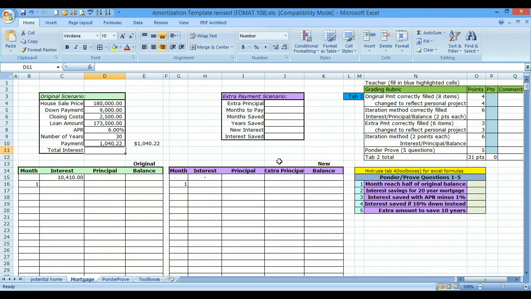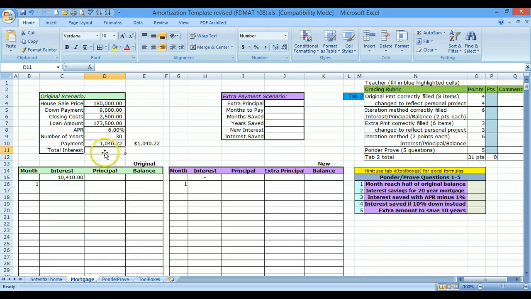All right, total interest. The total interest is the money that you pay beyond the loan amount. The loan amount is $173,500, and we're making payments of $1,040 every month for 30 years, which is going to be more than the loan amount.